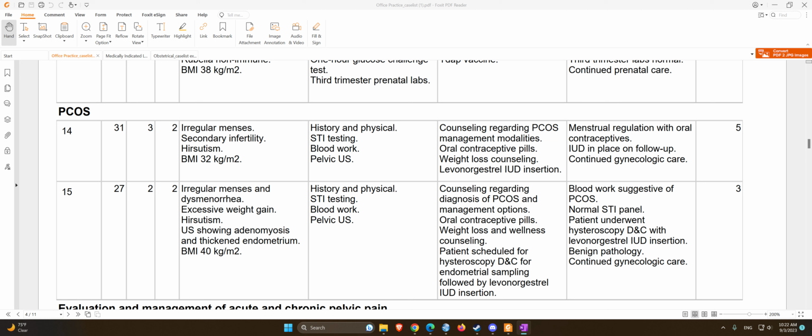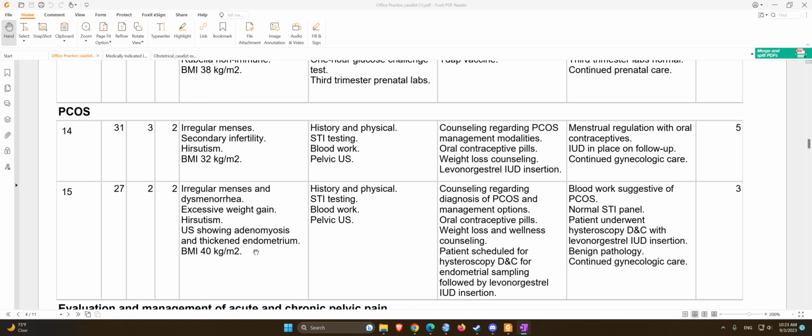Patient 15, you took this patient to the OR, it looks like. Was there a discussion about doing an in-office sampling or in-office procedure instead of going to the OR? I believe the patient's symptoms were so discomforting that she was requesting a more definitive management option rather than just endometrial biopsy as well as birth control pills.